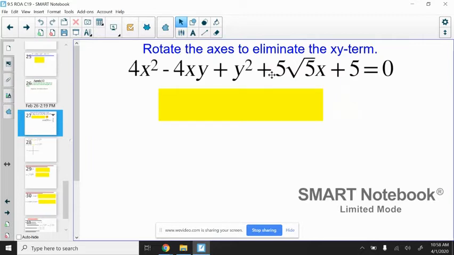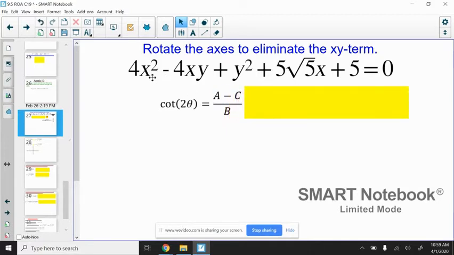I have been given an equation. I do recognize it as a conic. I cannot complete the square because of the xy term. So what I'll do is find an appropriate angle of rotation that will allow me to eliminate this xy term. I go straight to my formula. Cotangent of twice an angle is equal to a minus c over b. A is 4, B is -4, C is equal to 1. Plug those in where they belong.